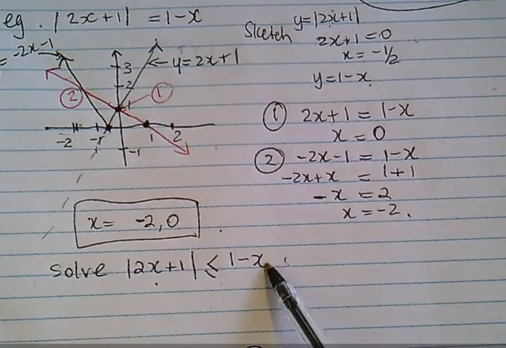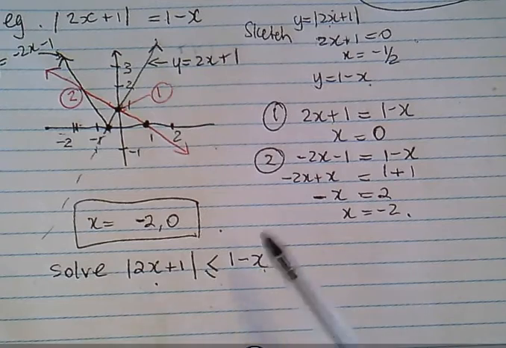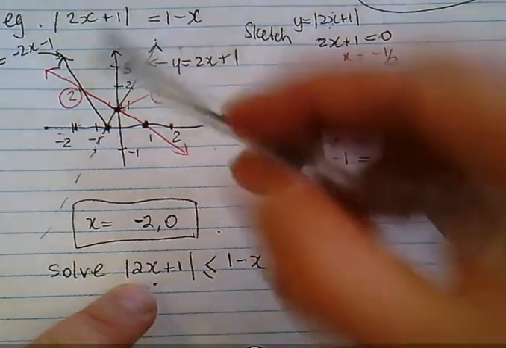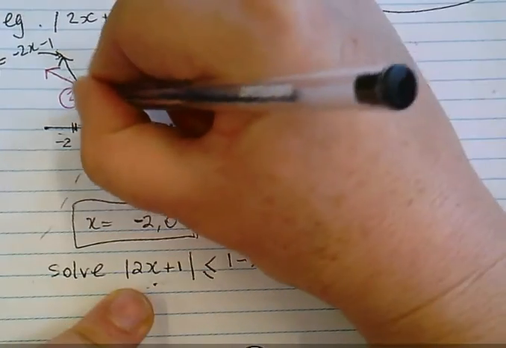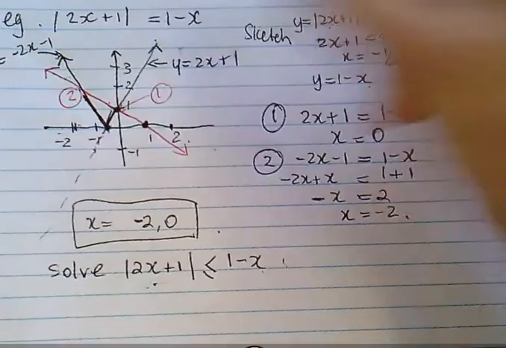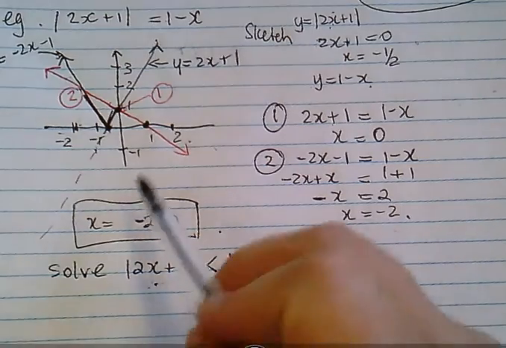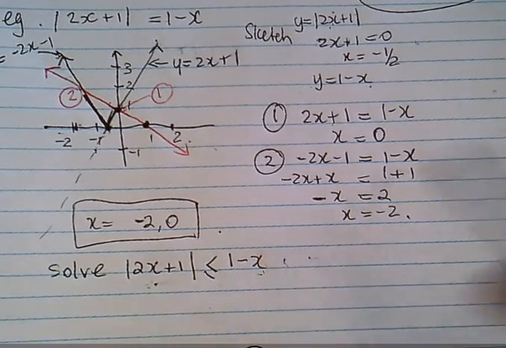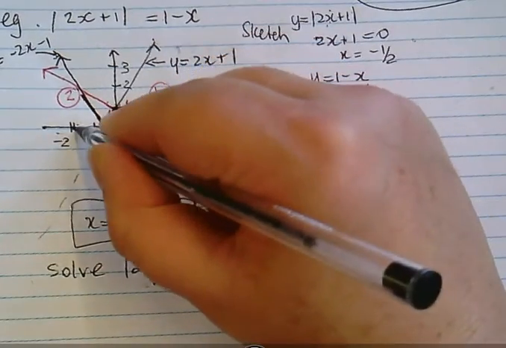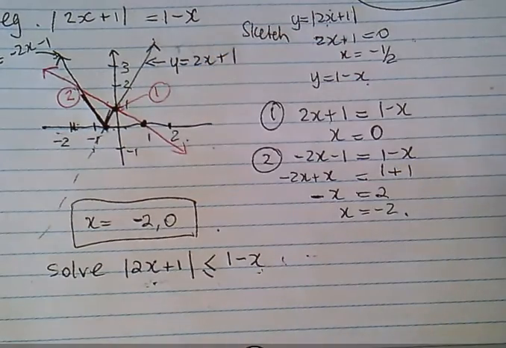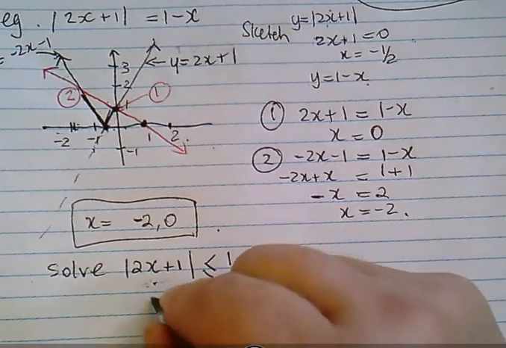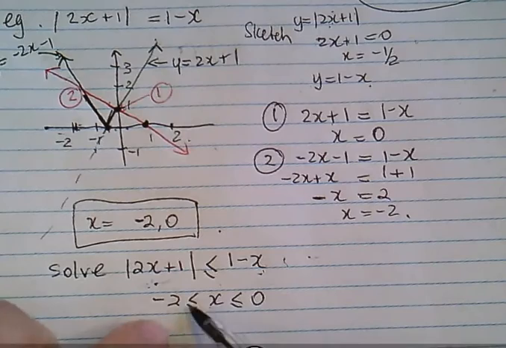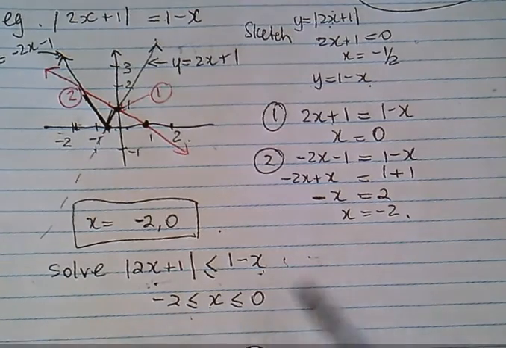So where does this inequality hold? Can you see what this is asking you? I need the absolute value function to be below the line 1 minus x. Isn't this where it's below? So which x values hold there? Because when we're solving this, they're asking me to solve for x. What are the x values? -2 through to 0. So the solution to that is -2 is less than or equal to x is less than or equal to 0.